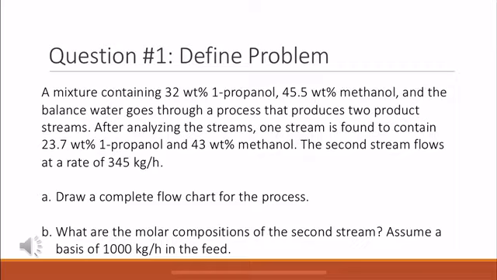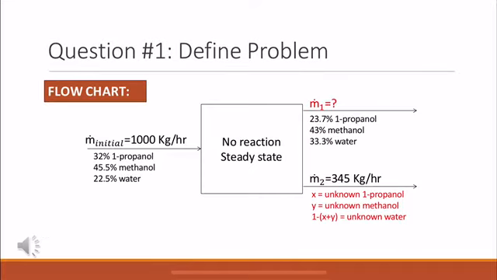Assume a basis of 1,000 kilograms per hour in the feed. So first we're going to start by defining the problem with a flow chart. Going into the feed there's 1,000 kilograms per hour, which is given to us in the problem, and then we have the weight percents of 1-propanol, methanol, and water. In our first stream, we are also given the weight percents, but not the rate. And with the second stream, we have the rate, but we do not have the weight percents. So those are what we're going to find.